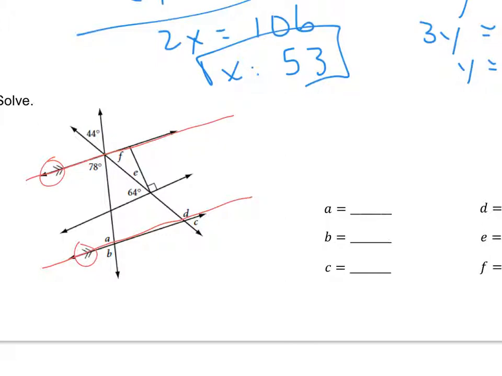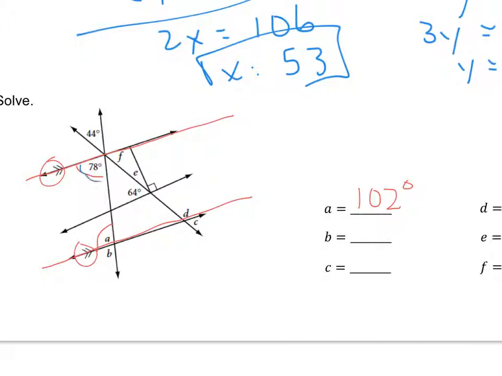So I notice A here and 78 are same side interior. So there we want to make those supplementary, don't we? So it's going to be 180 equals 78 plus A. And just doing a quick little mental math here, it looks like A must be 102 degrees.